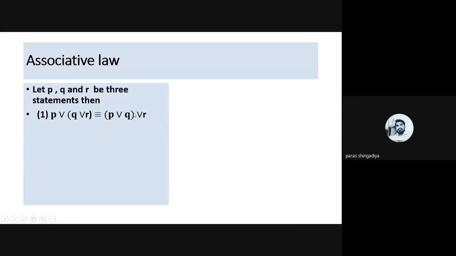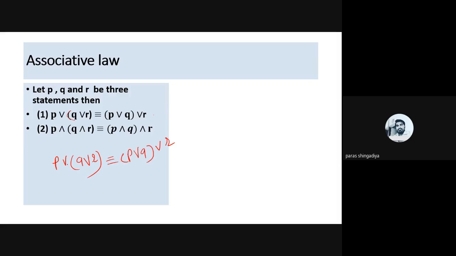Let P, Q, R be three statements, then the first form of the associative law is: P or (Q or R) is logically equivalent to (P or Q) or R. We just shift the bracket from the first part. P or (Q or R) is defined as (P or Q) or R, and they are both logically equivalent. Clear? And the same for the second one, just interchange the notation: interchange or to and, and and to or.